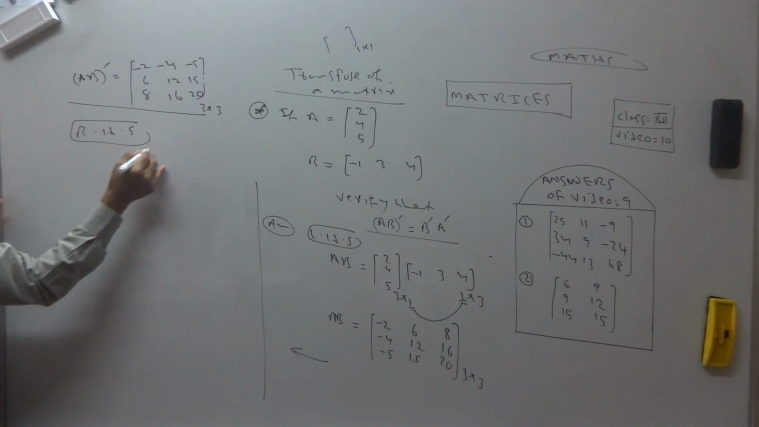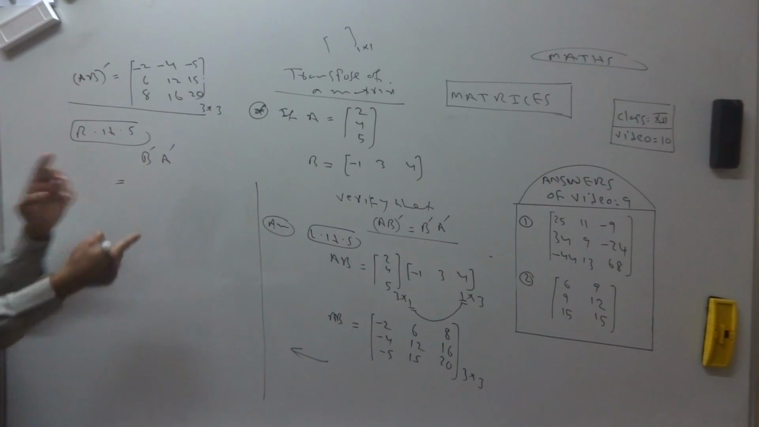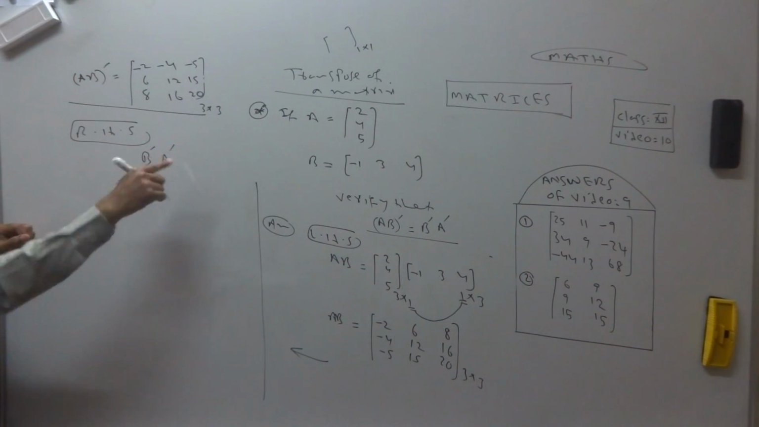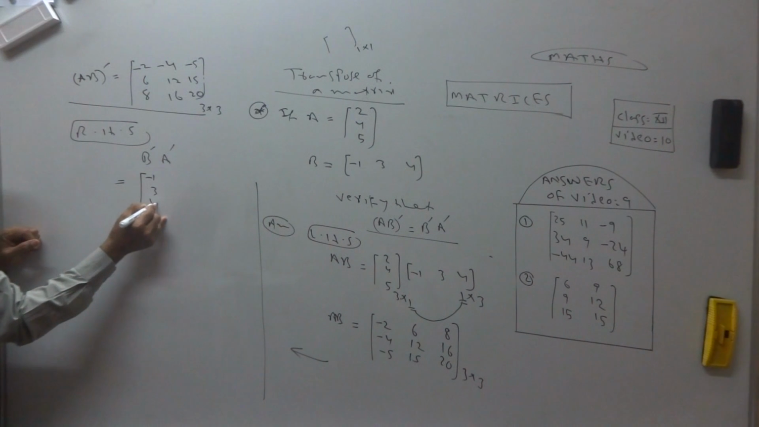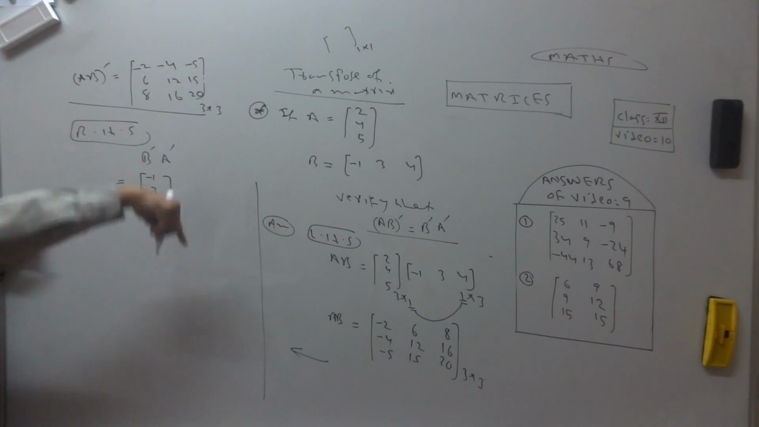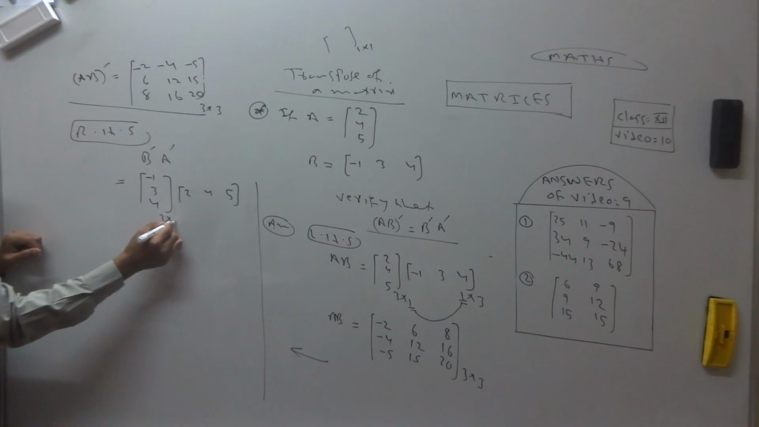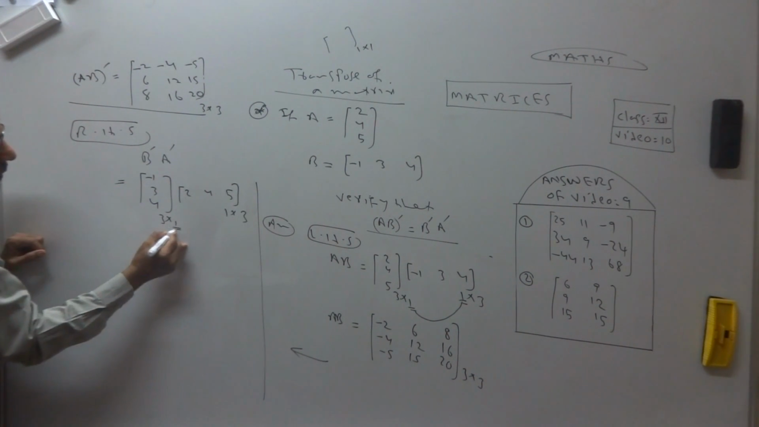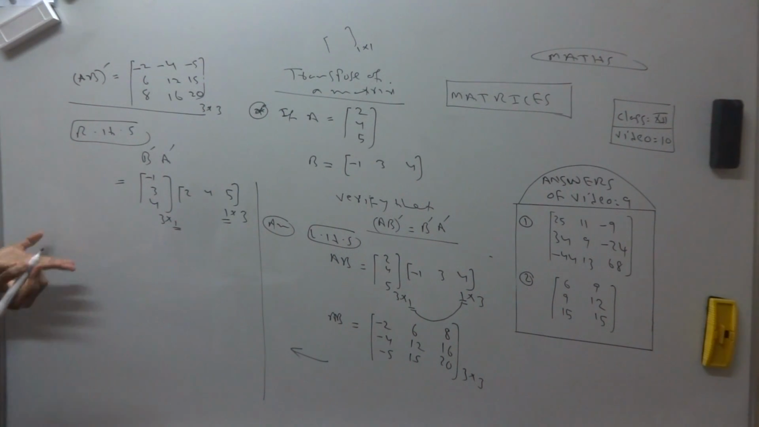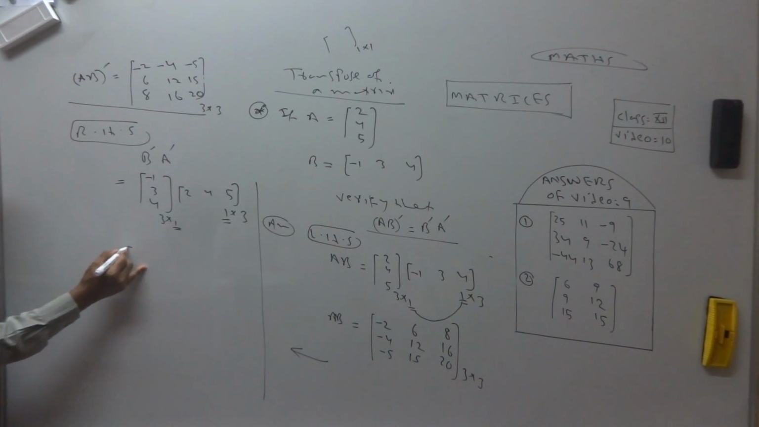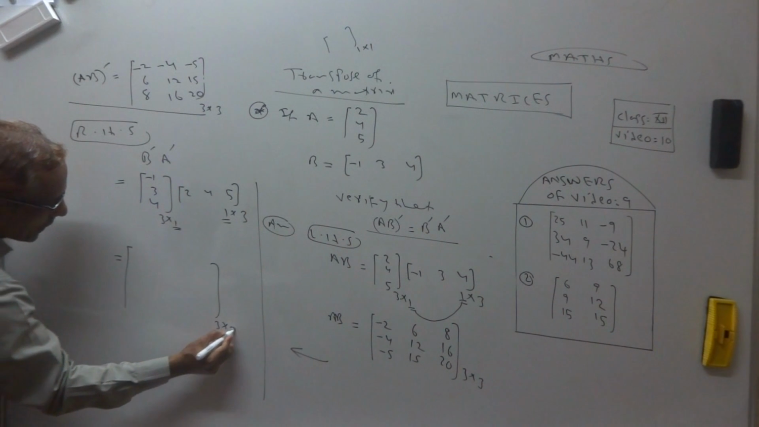What is RHS? B dash, A dash. Okay, what is the transpose of B? Row is there, you write column. What is A transpose? Column is there, you write row. What is its order? 3 by 1. What is its order? 1 by 3. Last and first same. We can multiply them. The result is 3 by 3. Yes. Result is 3 by 3.